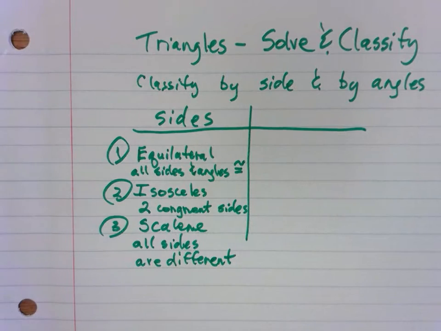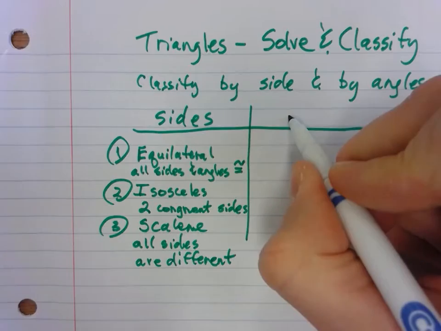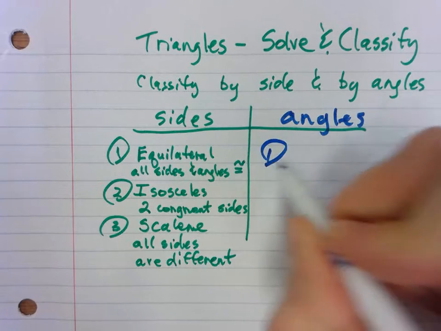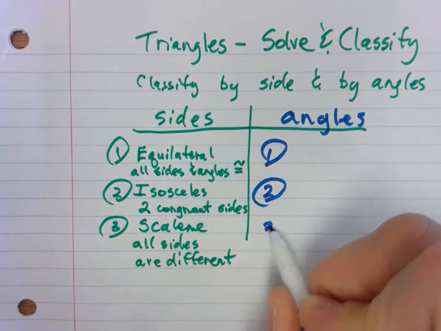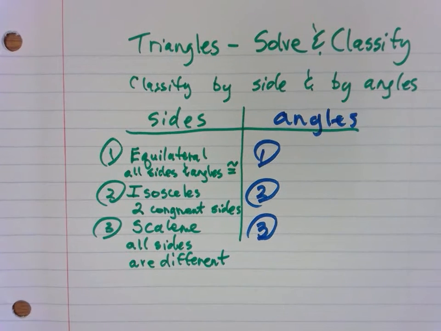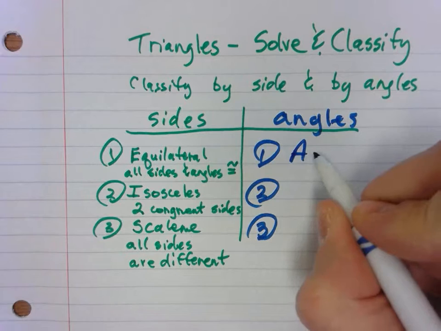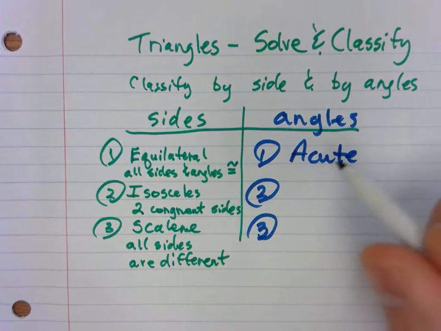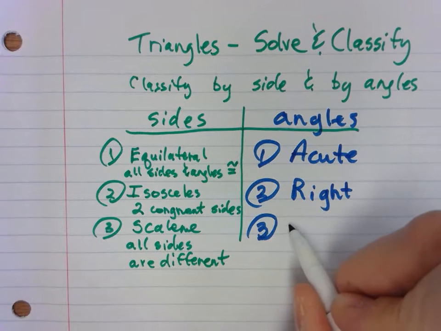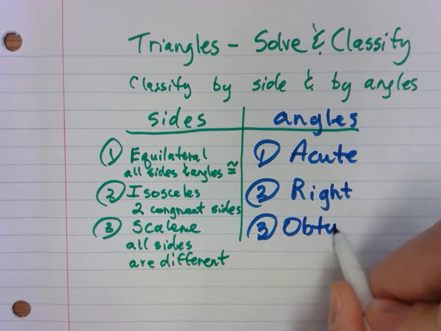All right, let's come over here and talk about how you can classify a triangle by its angles. Guess what? When you classify them by angles, it's basically the same as your normal angle choices. So you've got acute triangles, you've got right triangles, and you have obtuse triangles.